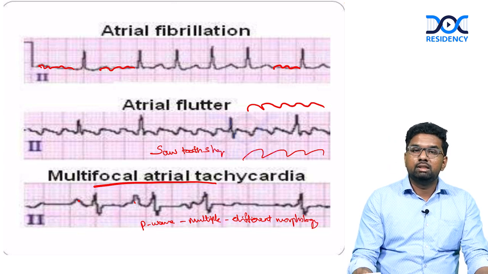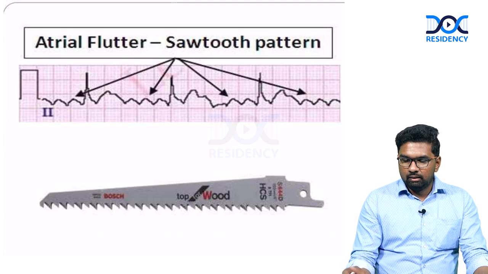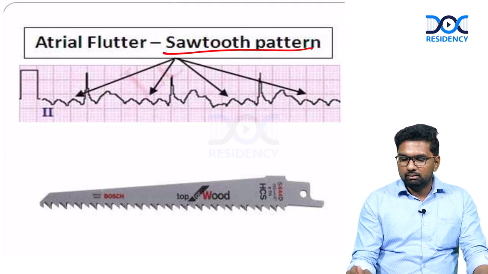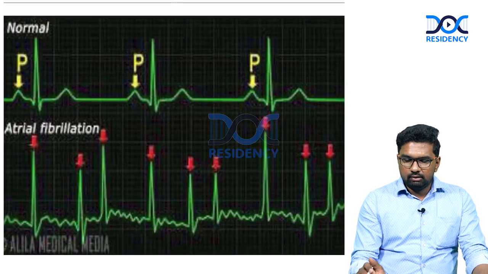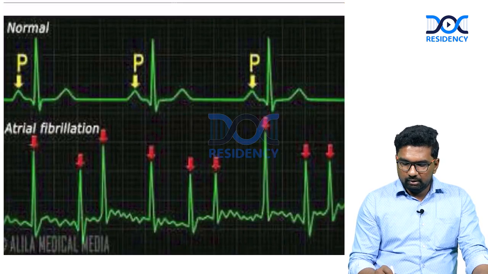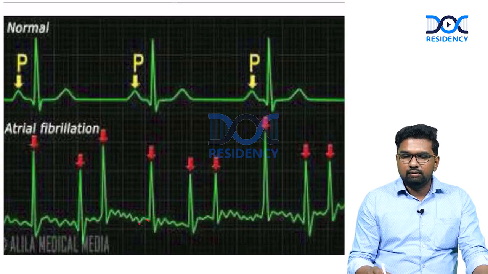Of course, we should know the ECG also like a cardiologist. The sawtooth pattern is seen in the atrial flutter. This is the normal one, and this is the atrial fibrillation. Multiple P waves will be there, and one P wave is conducted to the ventricle and will have a QRS complex.